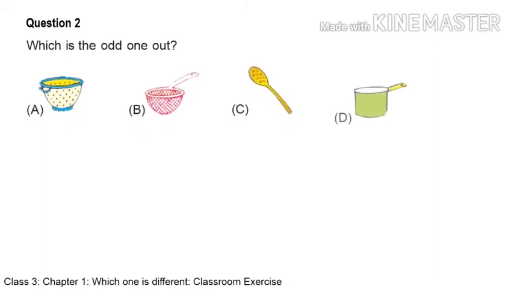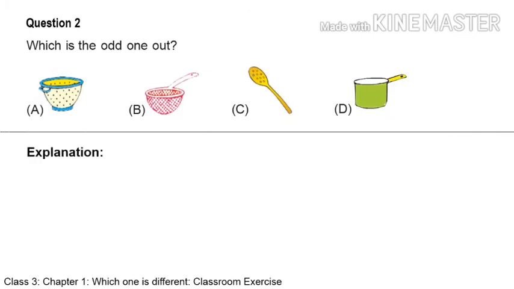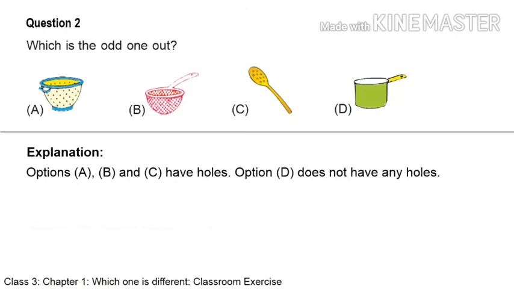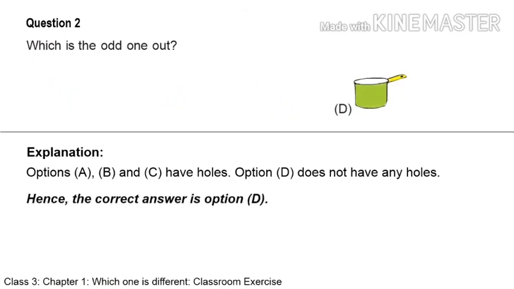Now let us go through some classroom exercise to understand this chapter better. Let's solve a few more examples on the odd man out types. Look at these kitchen utensils. Do you find any difference? We have option A, B, C, D. Yes, option A, B and C have holes, while option D does not have any holes. Hence, the correct answer is option D.